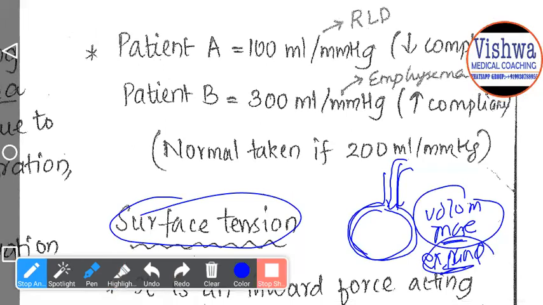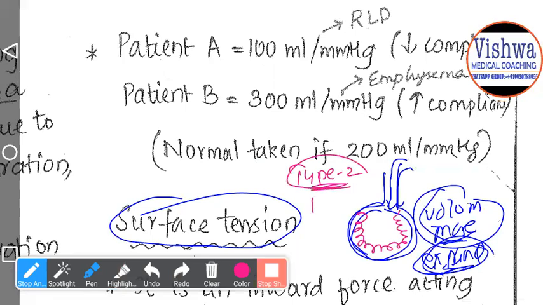Understand the common sense: the volume change will be more if the ability to expand is more. Ability to expand is more if we have an adequate amount of surfactant in the lungs, in the alveoli. Remember, surfactant is produced by the type 2 cells. Surfactant reduces the surface tension, and surface tension is a thing that attracts the molecules towards each other.